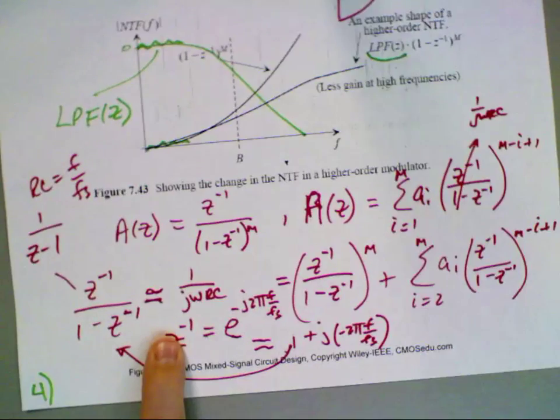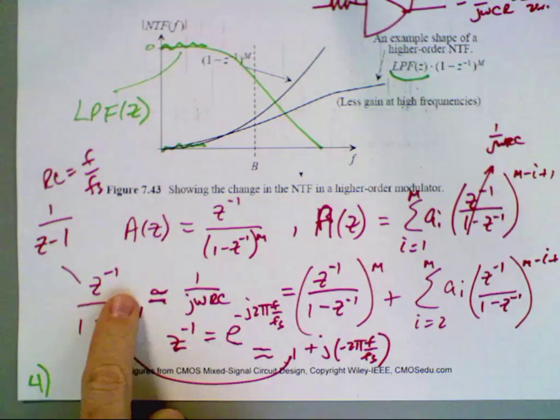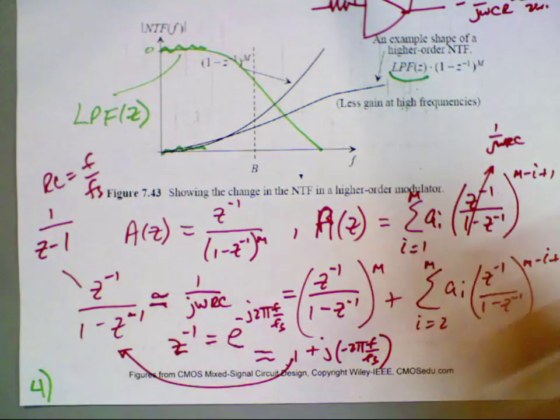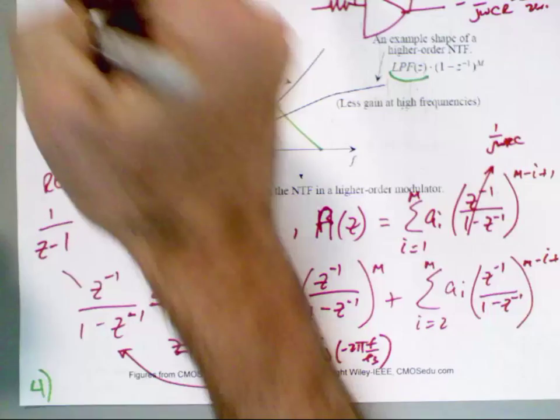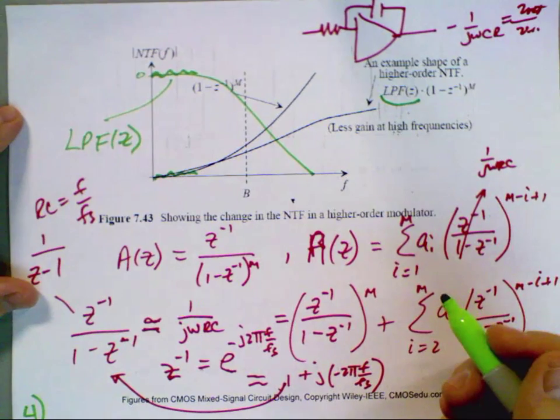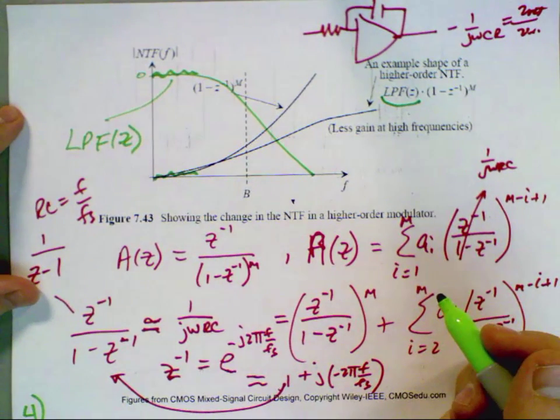Something I want you to know is that z to the minus 1 over 1 minus z to the minus 1 is an integrator. This is how I think of it when somebody in digital signal processing throws up some equation and I'm like, what the hell is that?